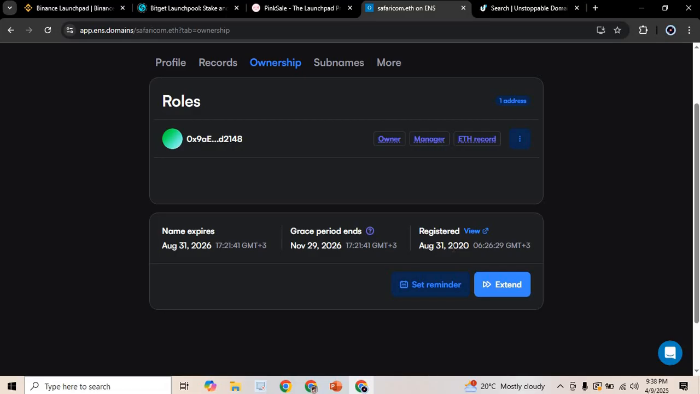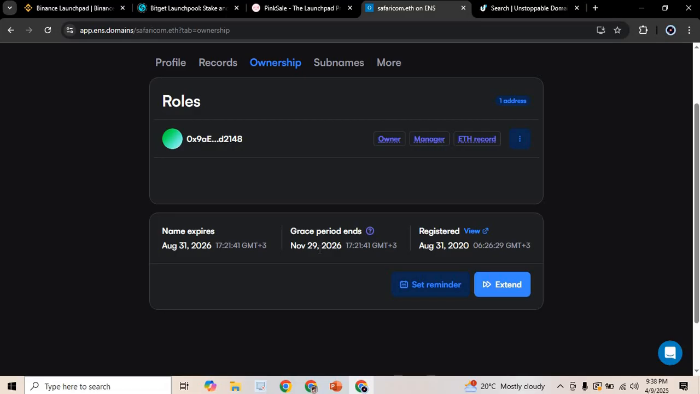renewing it, has always been renewing it every other time. So you can see that the grace period ends on November 29th 2026, and I'm very sure after November 29th 2026 they'll still renew it so that they can hold on to that name. It's an investment strategy. Remember I said there are different ways you can earn in crypto.